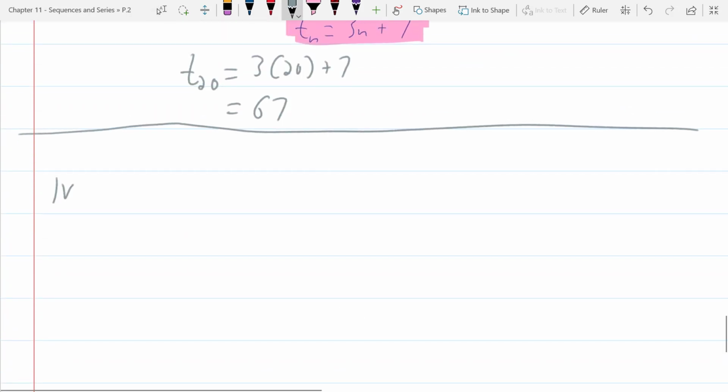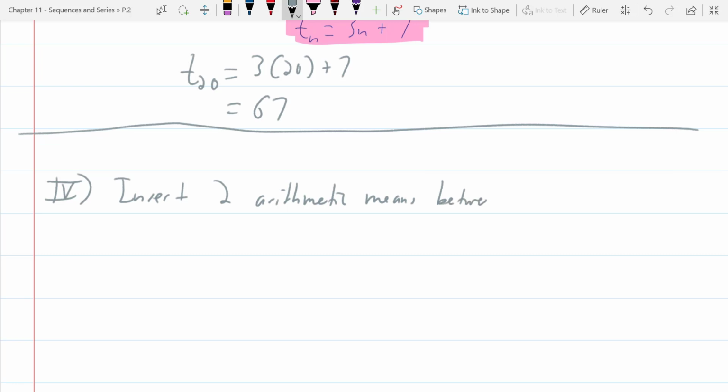Okay, let's go down. Let's do number 4. Insert 2 arithmetic means between 18 and 53. Sometimes I feel like students tend to just look at a question, not know what it's asking, and not try something. This problem, if I wanted to insert 2 arithmetic means, is using stuff we just did. What that means is doing 18, blank, blank, and 53.